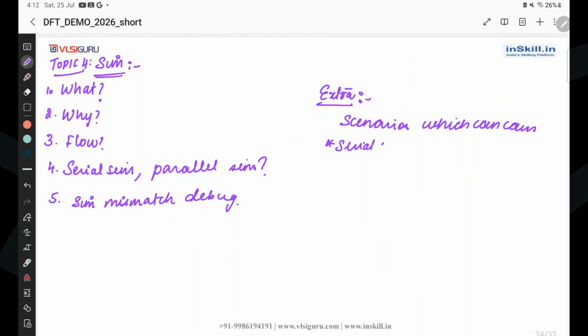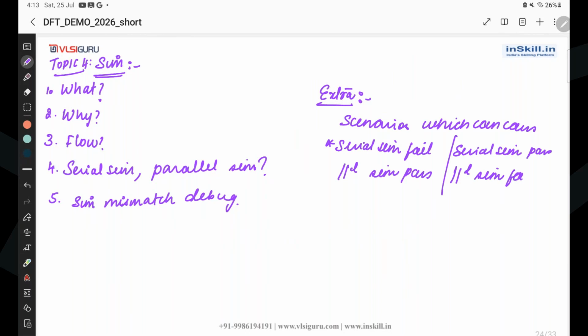Okay, so serial simulation fail, parallel simulation pass, and which scenarios can cause serial simulation to pass and parallel simulation to fail. So scenarios which can cause serial simulation fail, parallel simulation pass, and serial simulation pass and parallel simulation fail. Okay, so we'll be understanding that.